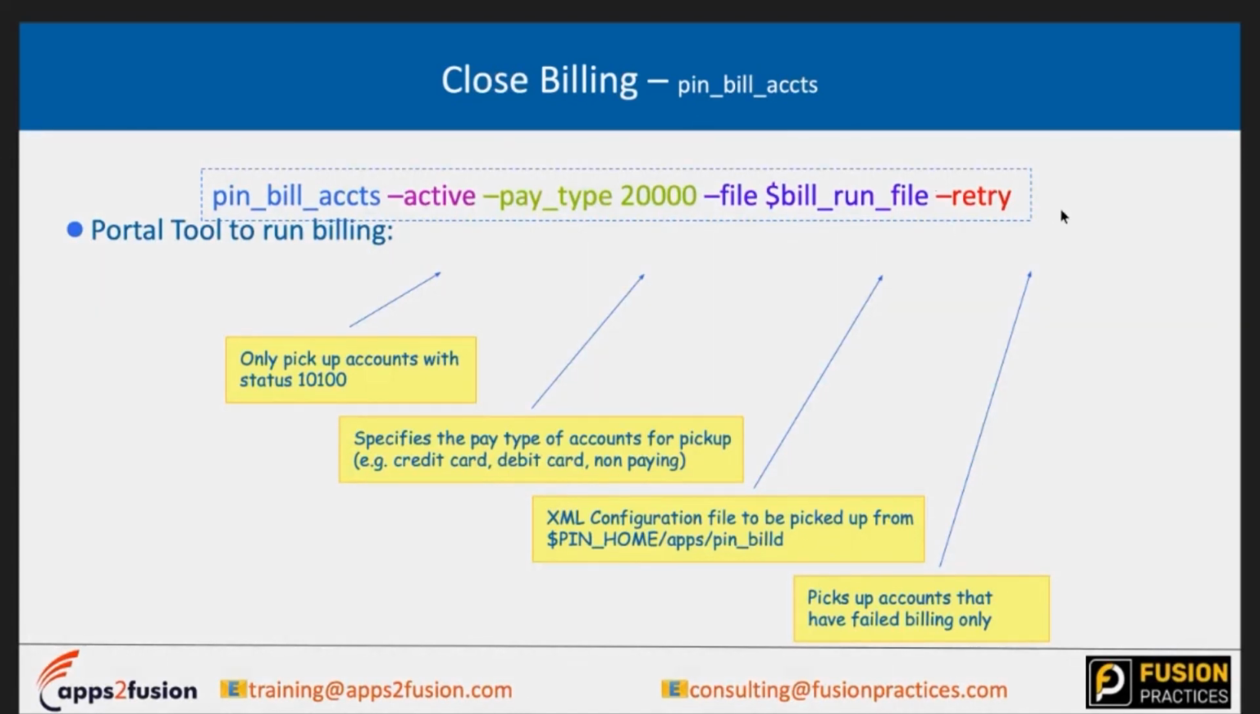And then hyphen retry. Suppose an account has failed, then you have to use hyphen retry, because the invoice that was generated was not generated properly due to data errors or logical errors in that particular account, and you want to regenerate the invoice. Then you can use hyphen retry.